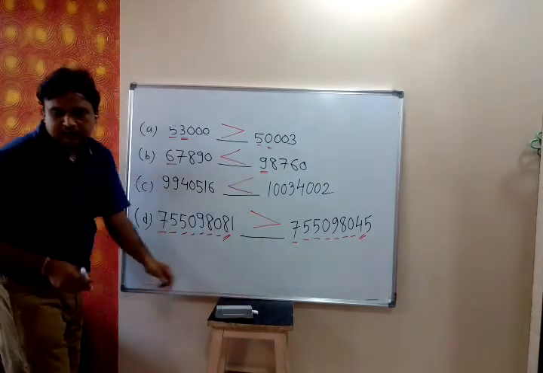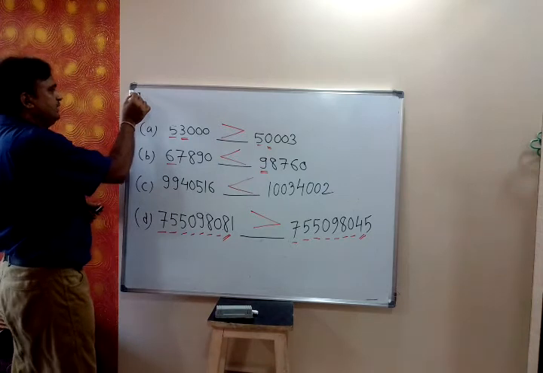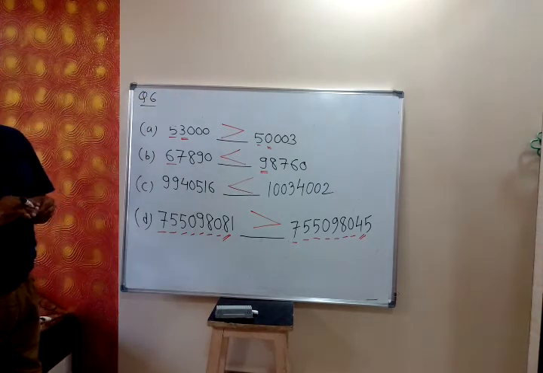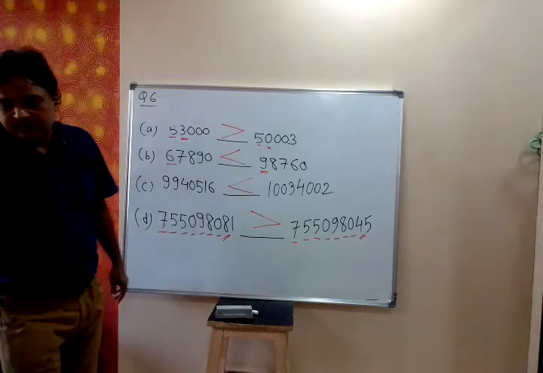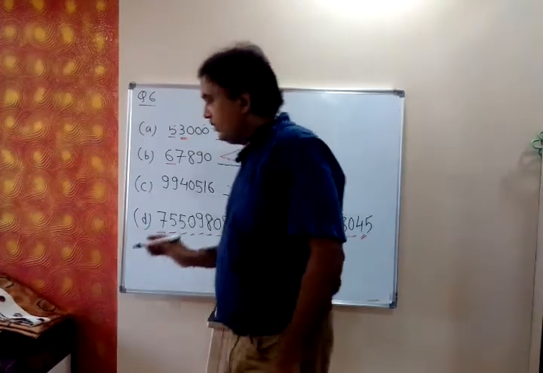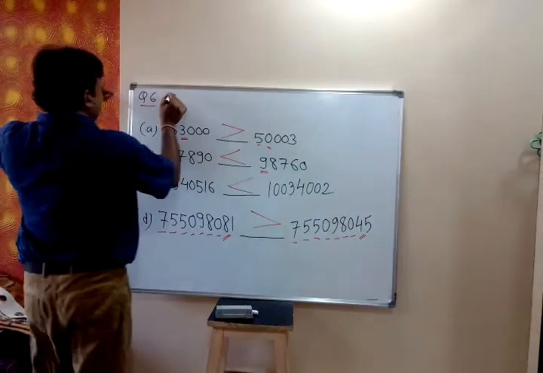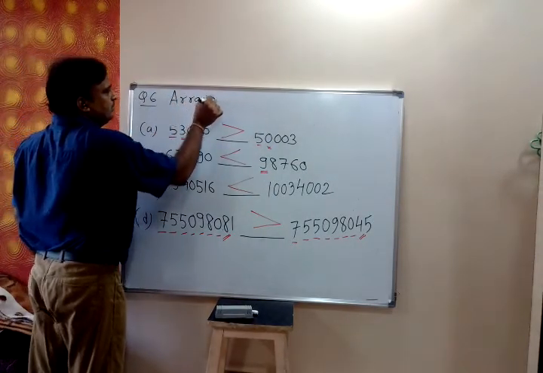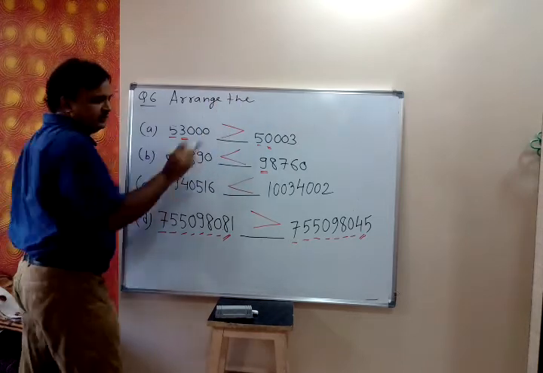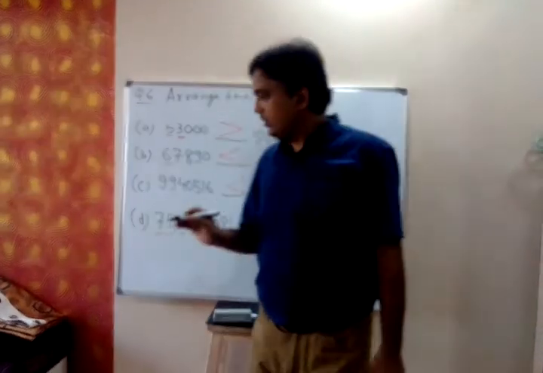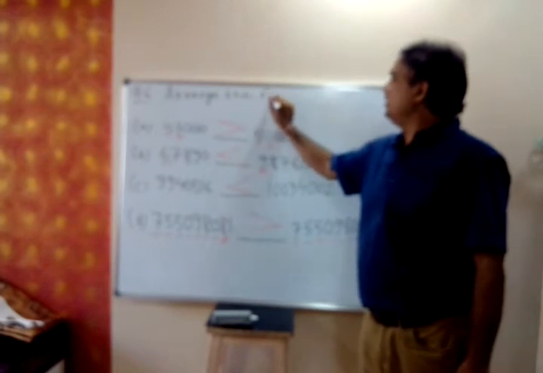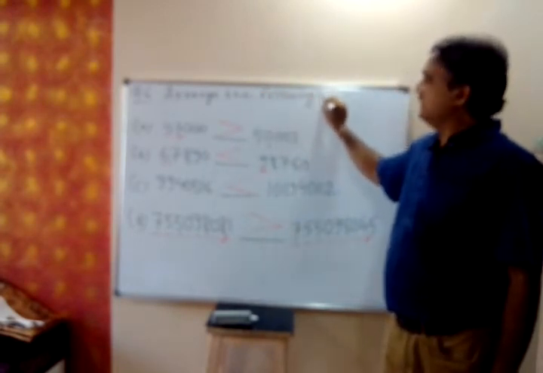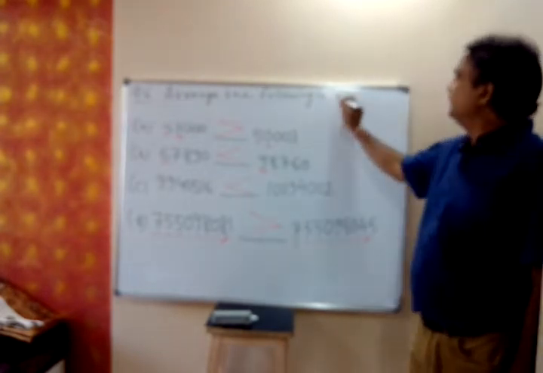Now question number 6. Arrange the following in ascending order. Ascending order means smaller to bigger.